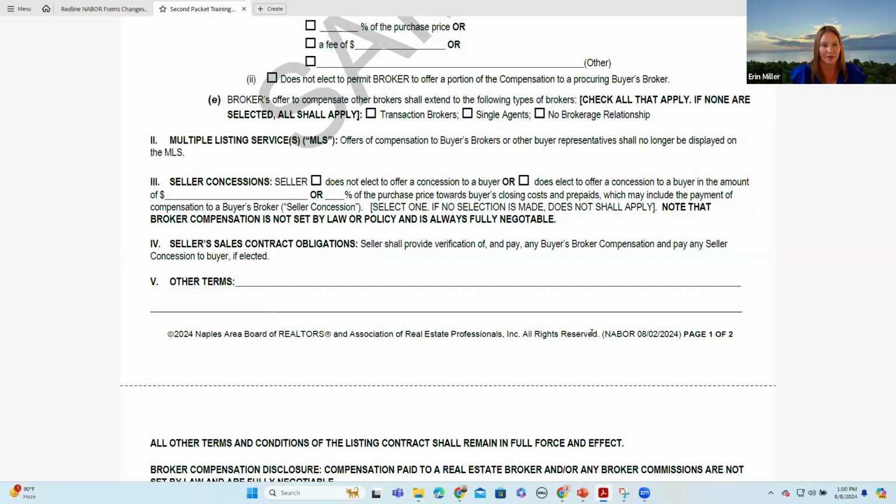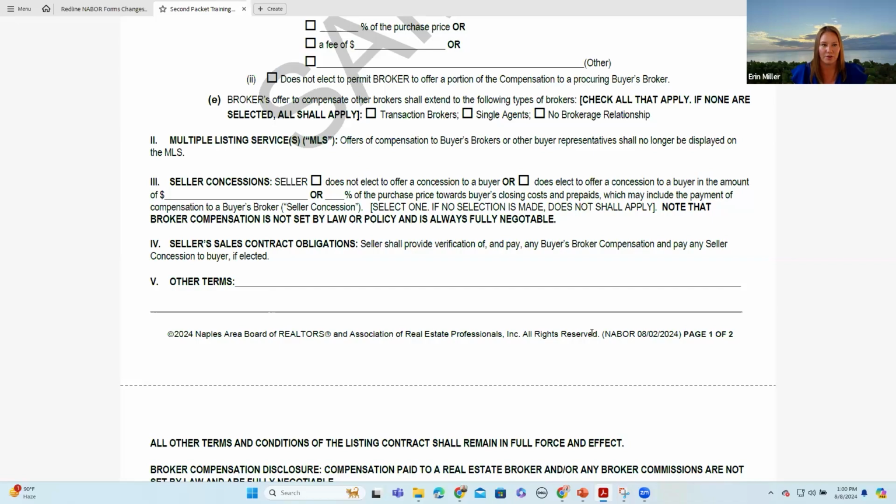revised listing agreement. So seller does not elect to offer compensation or a concession to a buyer, or does elect to offer a concession to a buyer, and the amount of blank dollars or blank % of the purchase price towards the buyer's closing costs and prepaid, which may include the payment of compensation to a buyer's broker. We're defining that as a seller's concession.